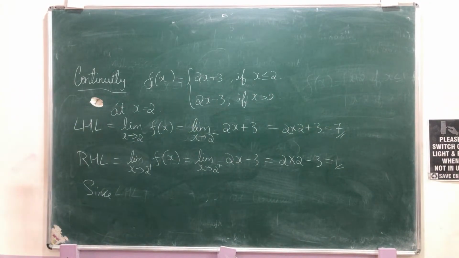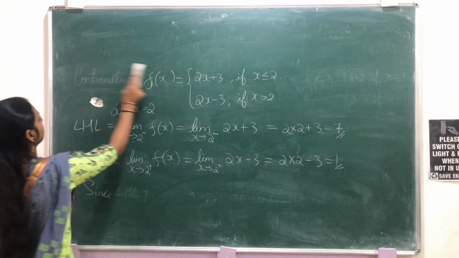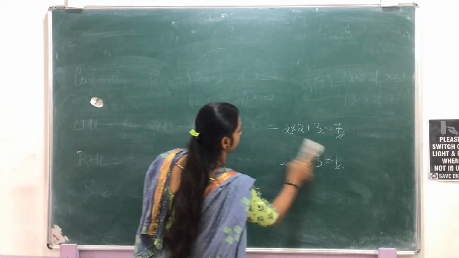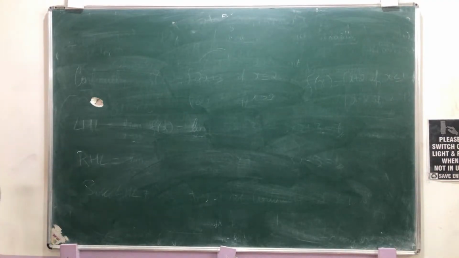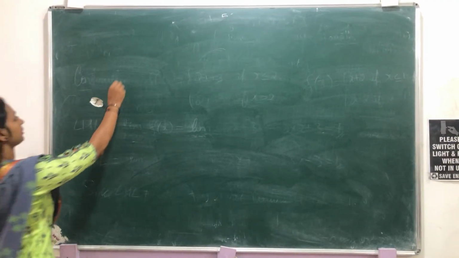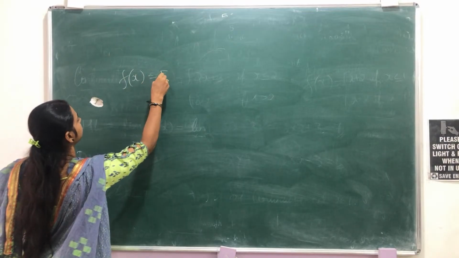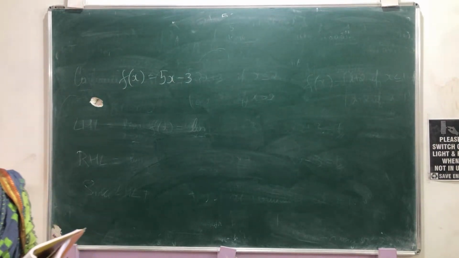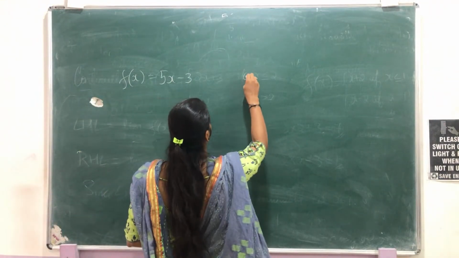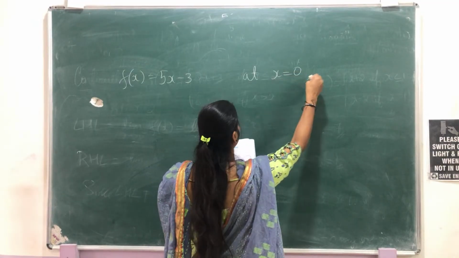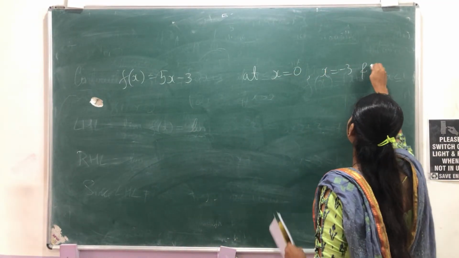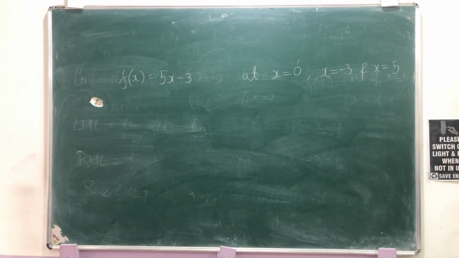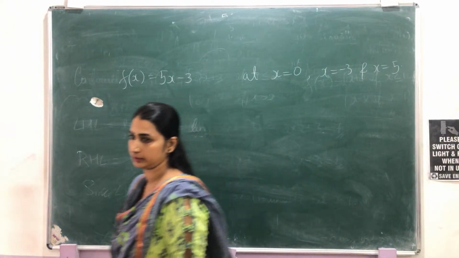Check the continuity of the point f of x equal to 5x minus 3 at x equal to 0, x equal to minus 3 and x equal to 5. Here they have given 3 different points. In each case we need to check whether it is continuous or not.